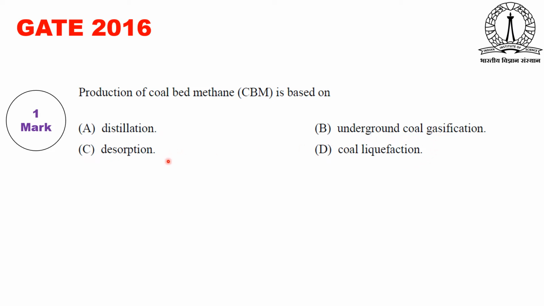So we have seen desorption, diffusion and Darcy flow towards the wellbore. So desorption is a part of the production process of coal bed methane. So the answer is option C.